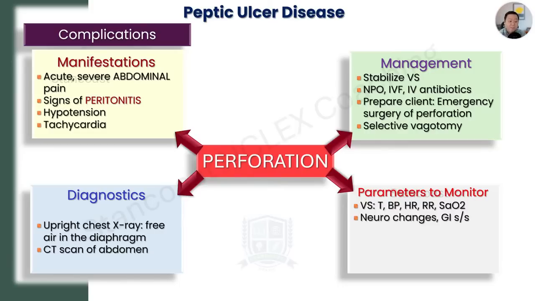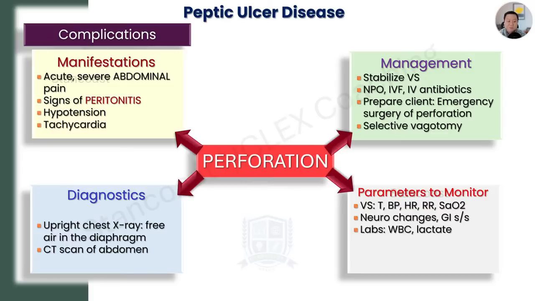So the patient's neurological sign changes should also be monitored. There are going to be some changes in their state. Maybe they're going to become confused, agitated, lethargic due to the reduction in cerebral perfusion. As far as the gastrointestinal signs and symptoms, they might experience severe abdominal pain or distension, or there could be absence of bowel sounds, which might indicate paralytic ileus from peritonitis.